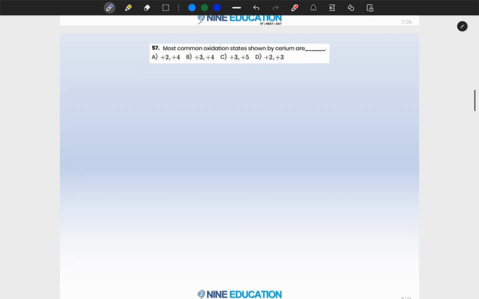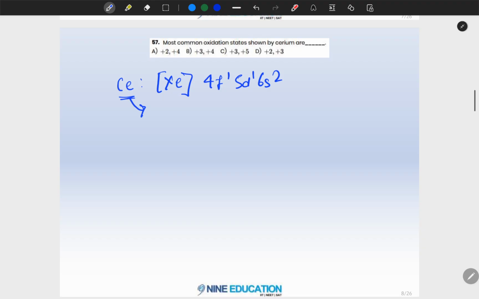Most common oxidation states for cerium. Now for cerium, what is the electronic configuration? Xenon 4f1 5d1 6s2. Cerium belongs to the lanthanoid series. We know that for lanthanides +3 is the most stable oxidation state, and the stability of this oxidation state can be determined with the help of the Born-Haber cycle.